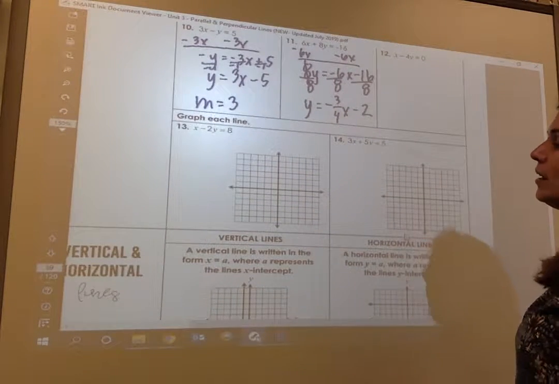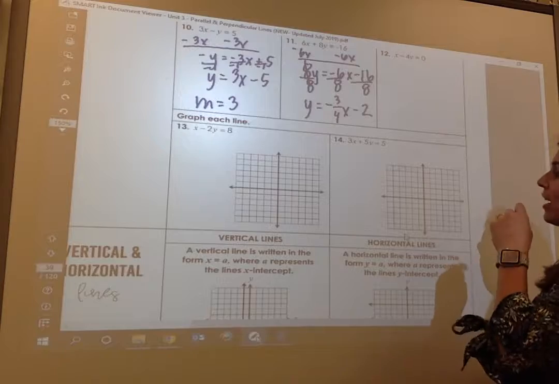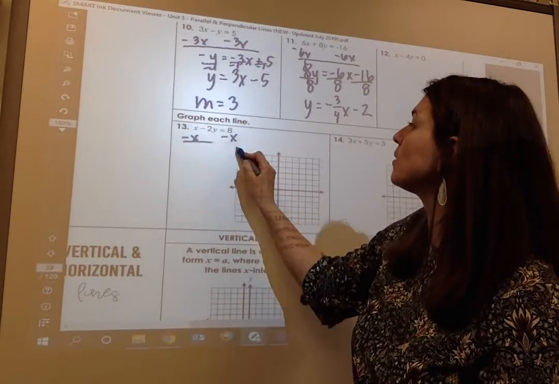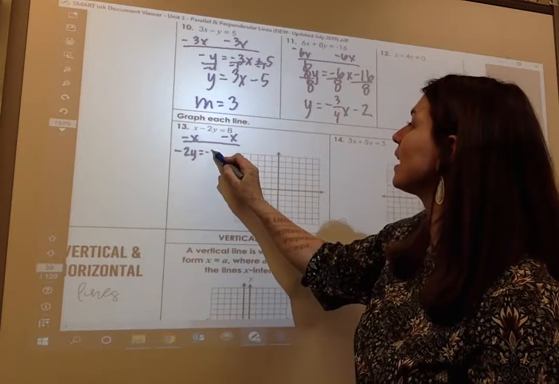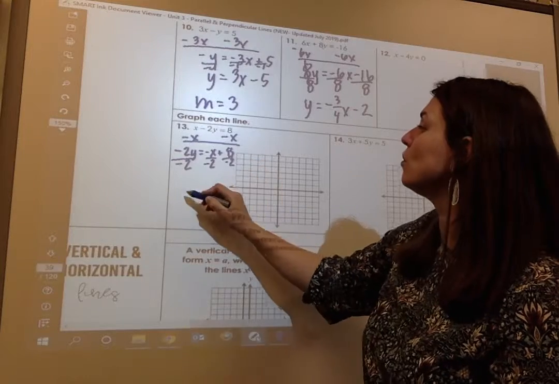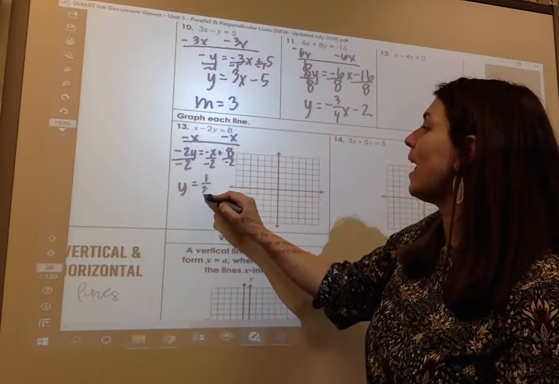All right, so same way, when we graph each line here, I'm just going to turn it into y equals mx plus b. So I subtract x on both sides. I get -2y equals -x plus 8. Divide everything by -2. And I get y equals 1/2 x minus 4.